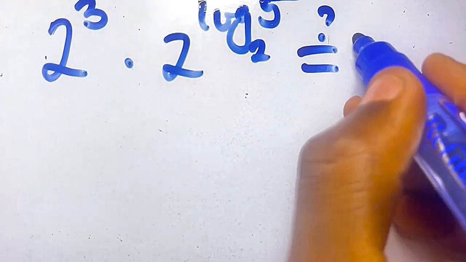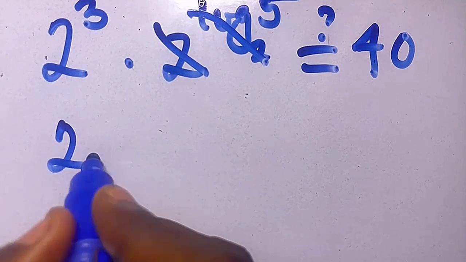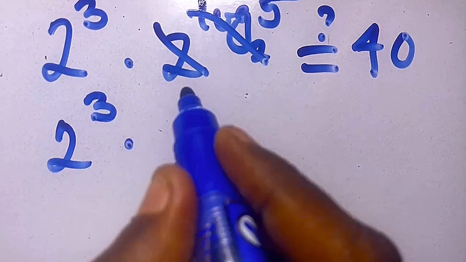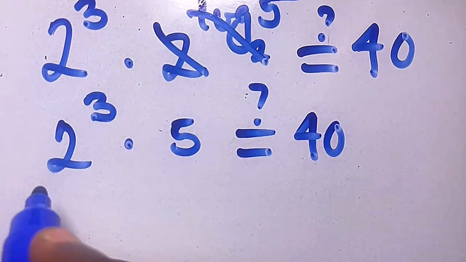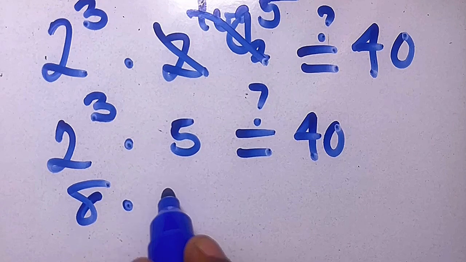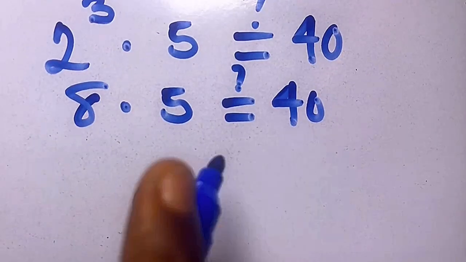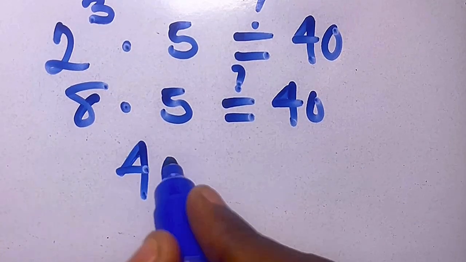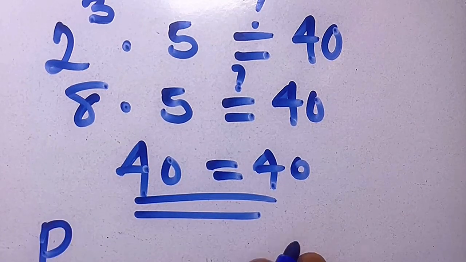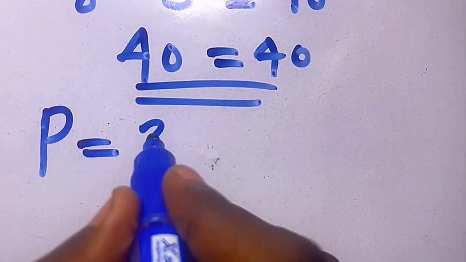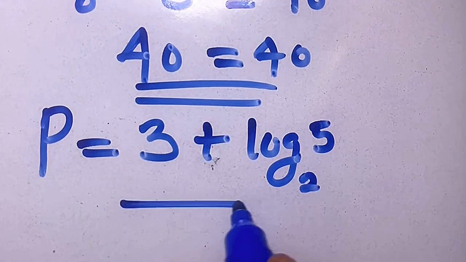Which we want to verify is equal to 40, that means that this will cancel out this. So we have 2 raised to power 3 times 5, does this equal 40? 2 raised to power 3 will give us 8, times 5, does this equal 40? 8 times 5 will give us 40 equals 40. That means that our p equals 3 plus log 5 in base 2 is valid.